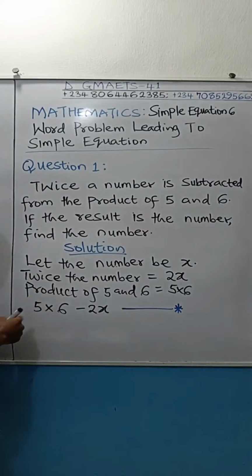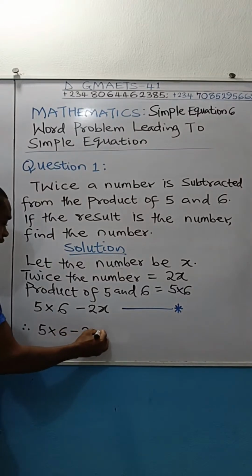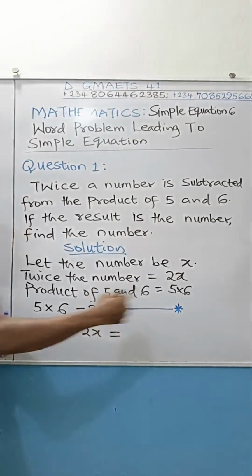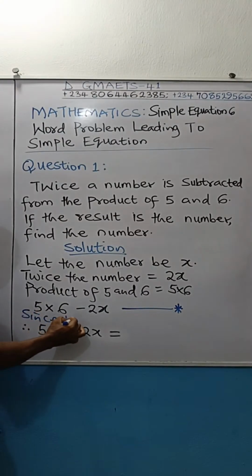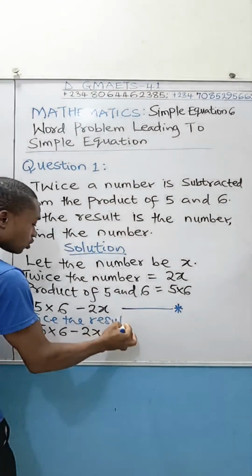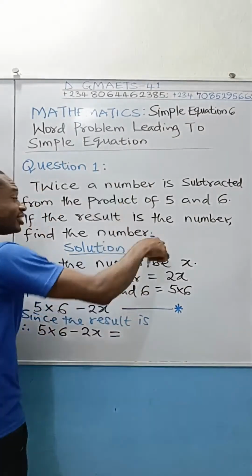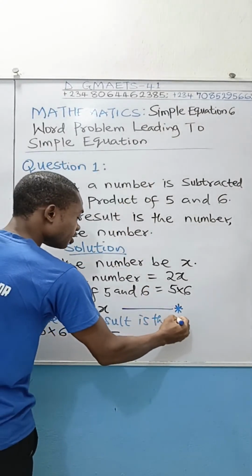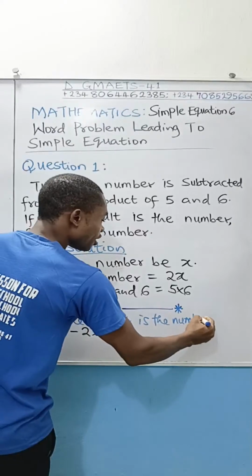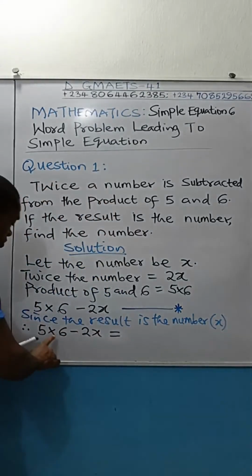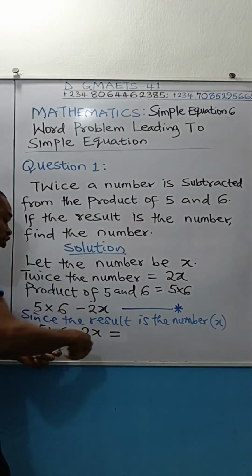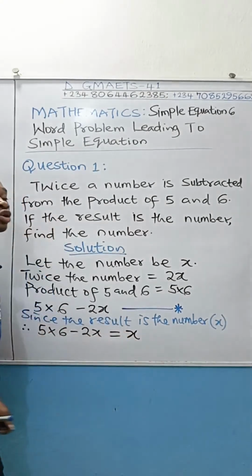So this means that, therefore, we can say that 5 times 6 minus 2x is equal to... So let me write it. Since the result is the number, and that number is x, that is the unknown number. So this means 5 times 6 minus 2x is equal to x.